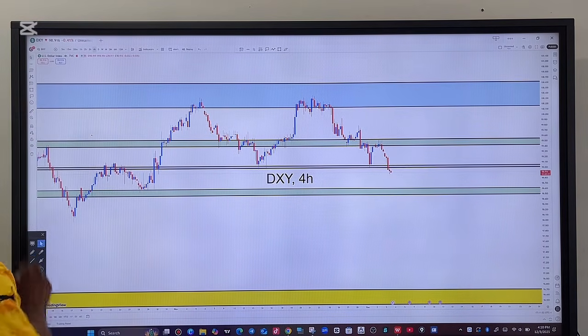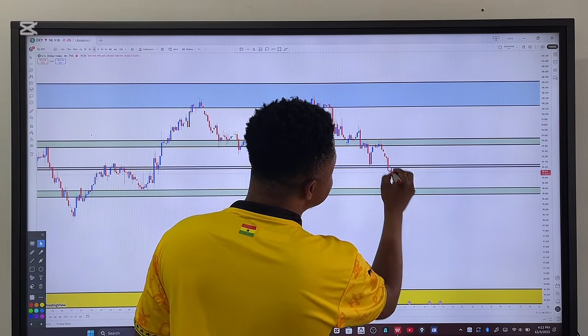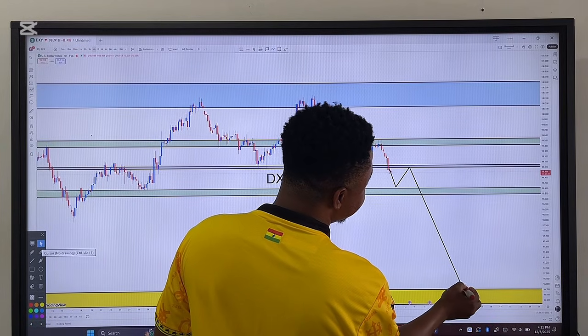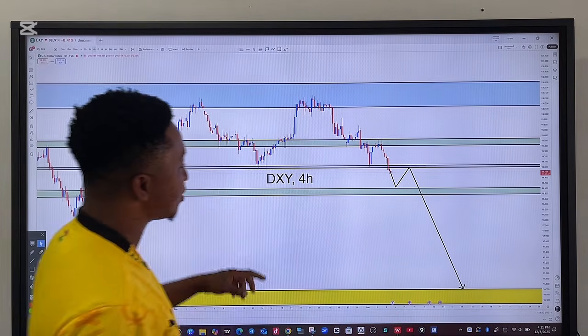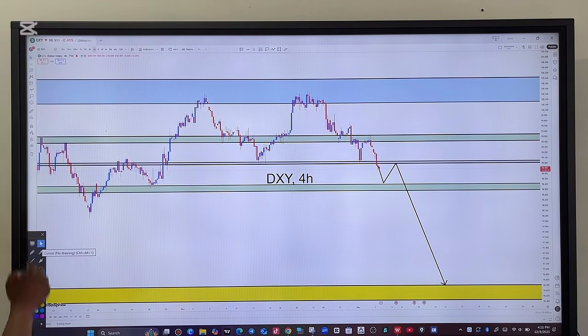We expect the next push, the next exhaustion, and then we'll be able to sell all the way down on DXY. So DXY, this is also our full and complete technical analysis. So this is what we're expecting before an entry to the downside of DXY.